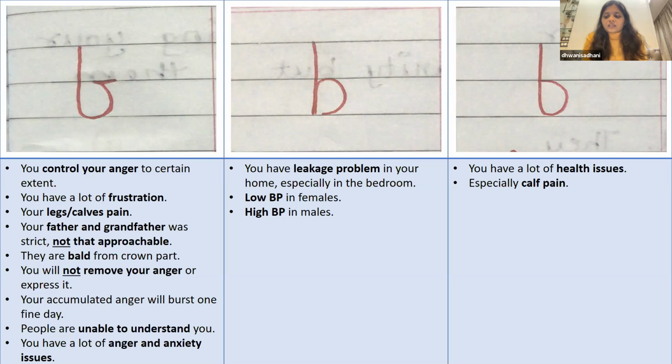These people feel that their father or their grandfather was not very approachable. They were very scared to go and approach their father or grandfather. They couldn't open up with their father. They couldn't go and share things. They couldn't be very frank with their father. They would prefer hiding things from their father rather than having a relationship where they can say everything to the father. Their father will also be bald. Their father will always be bald from the crown part.